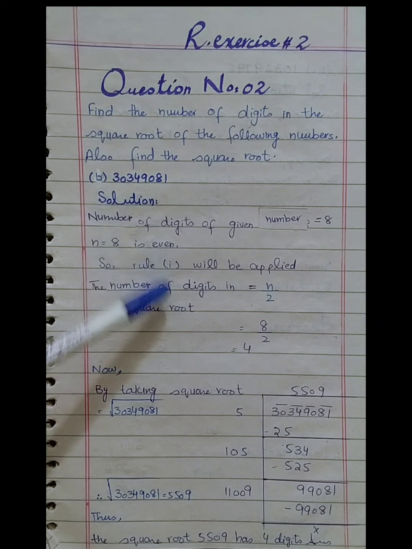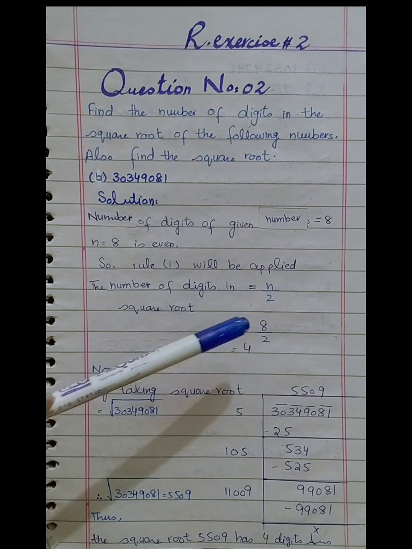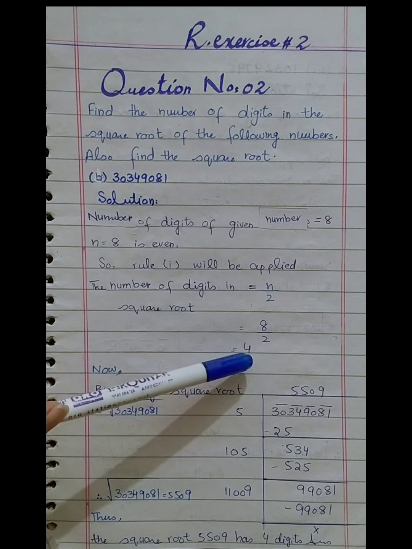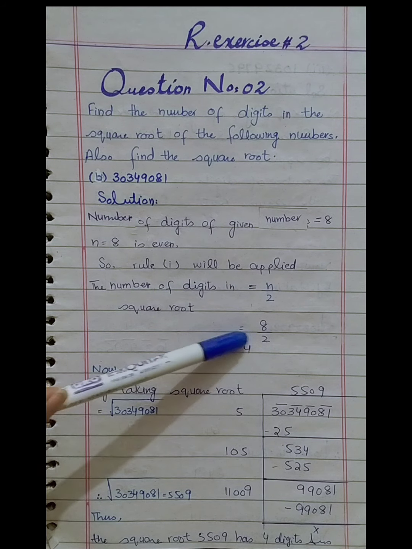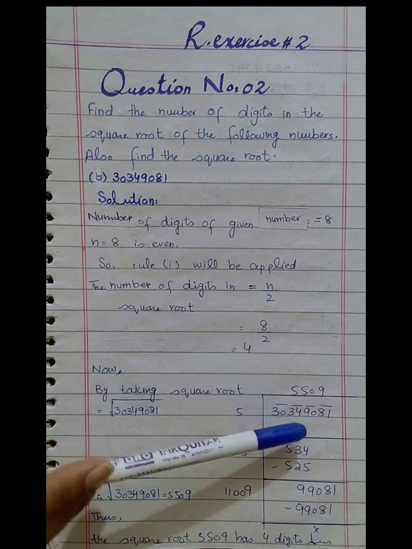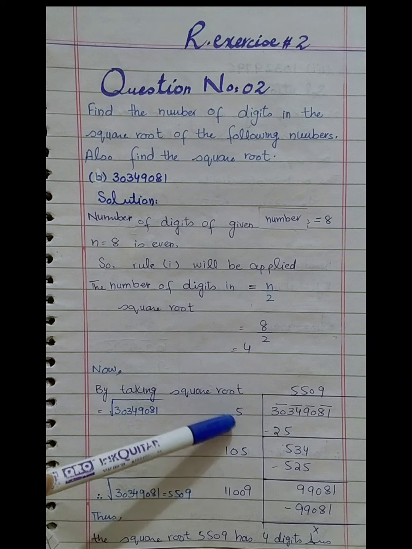Next question has 8 digits. So according to the rule, n divided by 2, n is 8. So 8 divided by 2, we get 4. It means that this is a 4-digit square root.